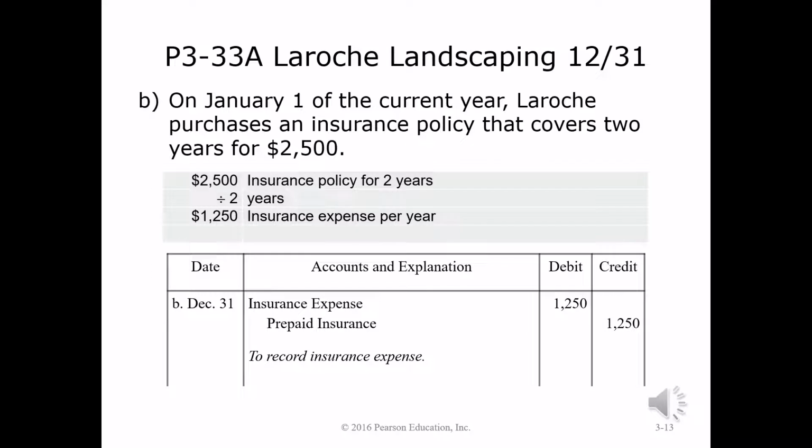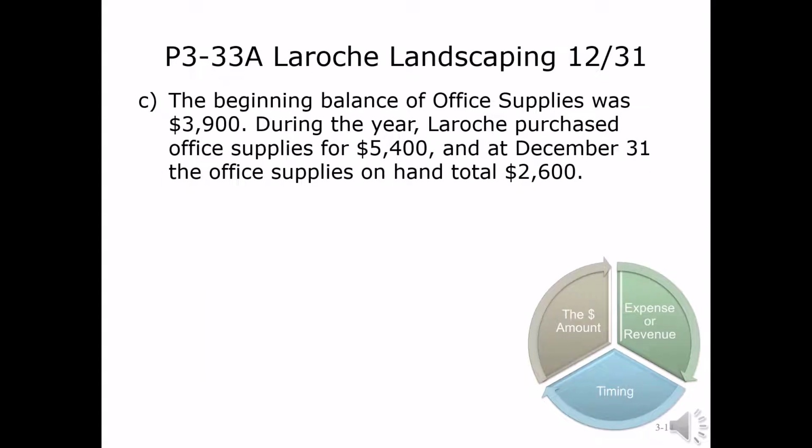The information for our third adjustment says the beginning balance of office supplies was $3,900. During the year, LaRoche purchased additional office supplies for $5,400, and at December 31, when we did our count, office supplies on hand that we actually have is $2,600. First of all, is this an expense or a revenue adjustment? It is an expense adjustment because we have used office supplies and we need to report those expenses for all of the office supplies that have been used.